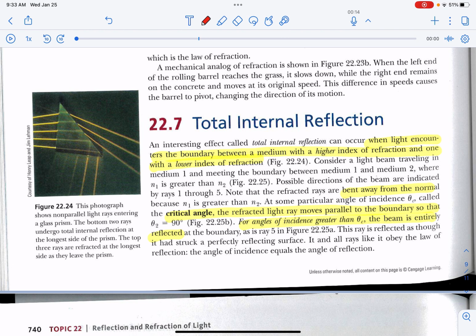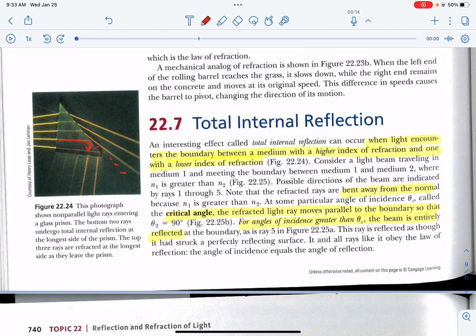And the idea here is that when light encounters a boundary between a medium with a higher index of refraction and one with a lower index of refraction, that light gets reflected inside the surface. You can kind of see it right here. This light strikes there, and then it gets reflected inside the surface instead of exiting the surface.